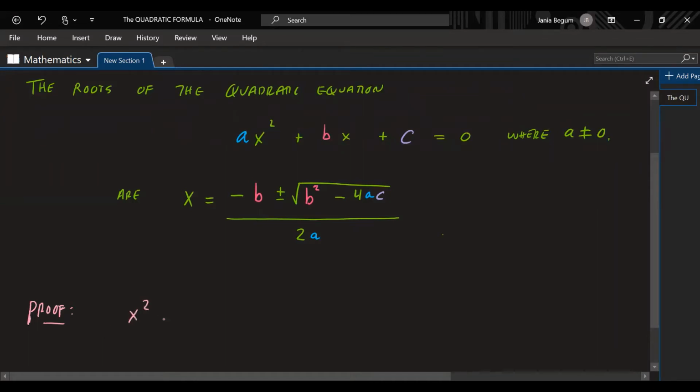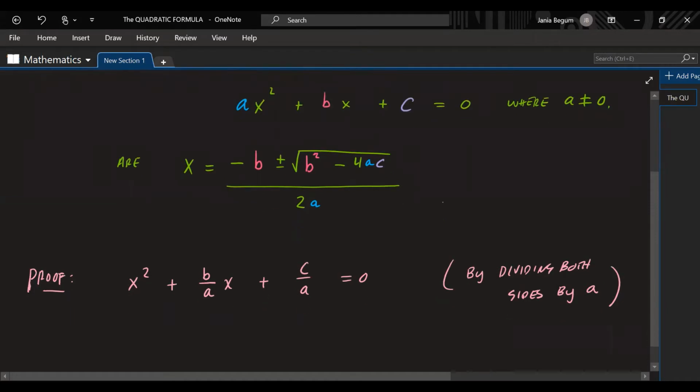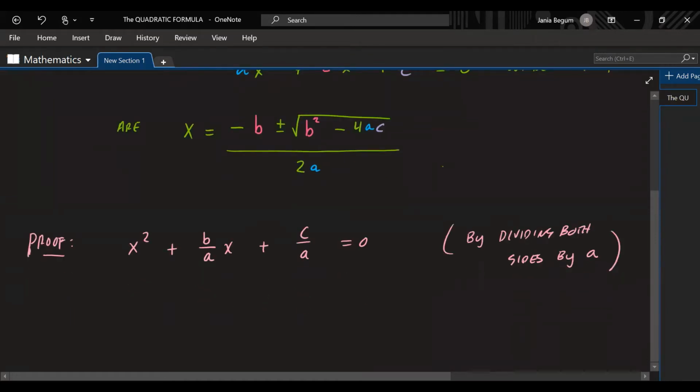x squared plus b over a x plus c over a is equal to 0. We obtain this by dividing both sides by the coefficient a. Now that we have done that, we can go ahead and use the method of completing the square. As I have shown you in my other videos how to complete the square, if you need to see that, go visit one of my videos. From here, I'm just going to start using the method.